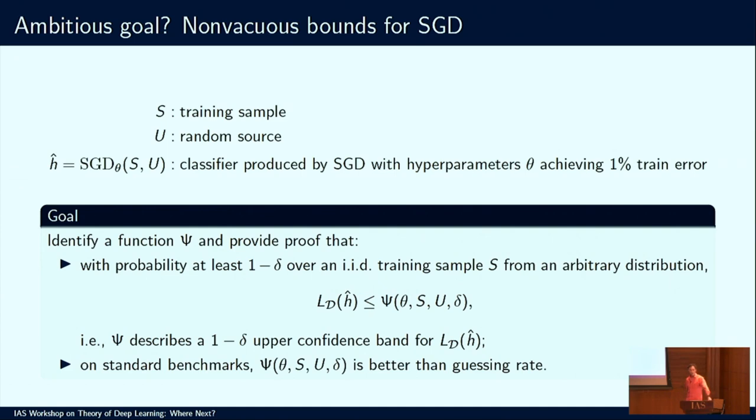And at the same time, I want this valid upper confidence band to be better than guessing rate on standard benchmarks. Right, so we are far from this point. So that's an open problem. Now, I want to highlight, this might be impossible. It might be the case that SGD is so wild that there's no chance of getting a bound that's better than guessing rate on standard benchmarks.